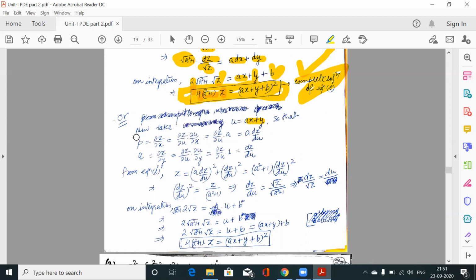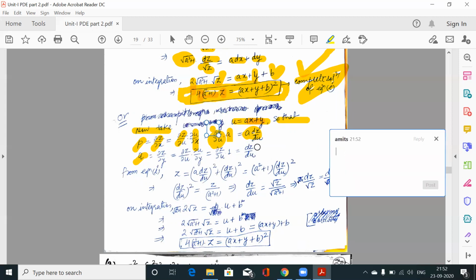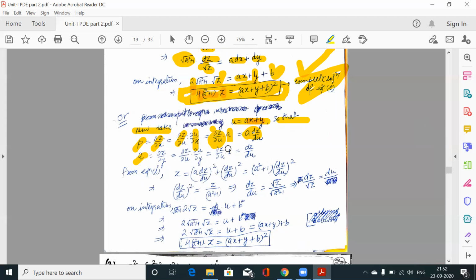So now take u is equal to ax plus y, so that now we have to calculate the values of p and q. So del z over del x is equal to dz over du times del u over del x, and del u over del x is a here. So a dz over du, because now z is a function of u only, so this partial derivative will be an ordinary derivative, dz over du.